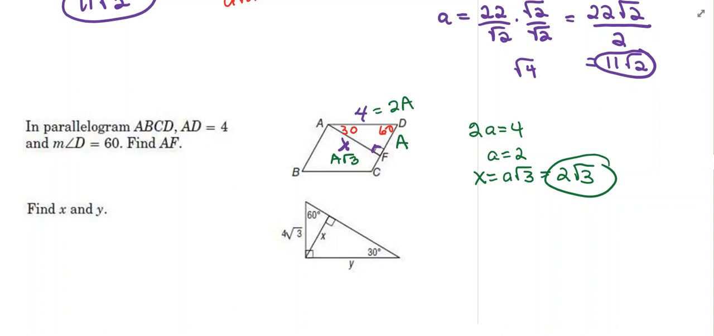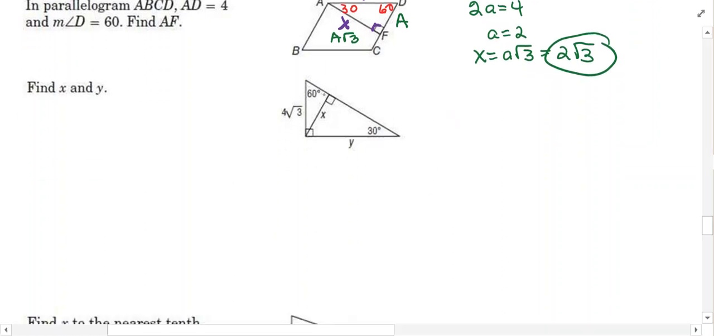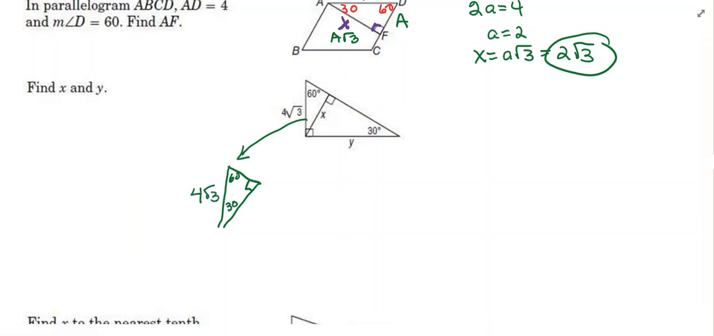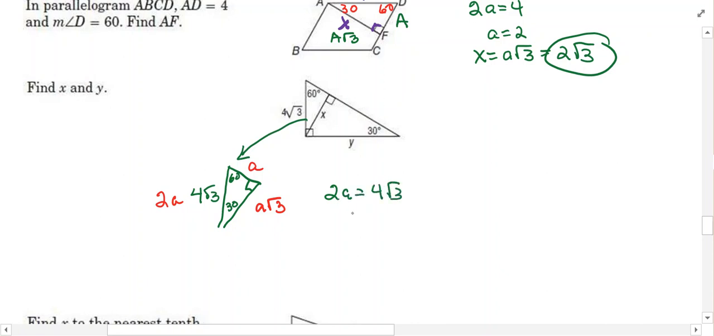On the next problem, we have a couple 30, 60, 90 triangles. So if I look at the first triangle right here, we'll redraw it. Here's my right angle, here's my 60, here's my 30. This is 4 rad 3. Labeling the sides, this would be A. The hypotenuse would be 2A. And this longest side here would be A rad 3. Solving this for A, I have 2A equals 4 rad 3. Divide both sides by 2, and I have A equals 2 rad 3.